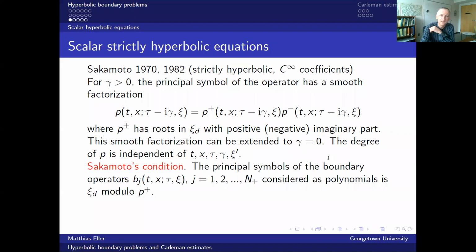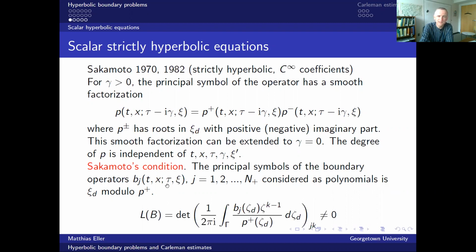Then Sakamoto's condition, essentially the analog of the Kreiss condition, is that the principal symbols of the boundary operators, considered as polynomials modulo P plus, have to be, so to speak, linearly independent. That's this in here. So they should be linearly independent. And then an analytic way of writing this is that the so-called Lopatinskii determinant should be non-zero, and that should be extended up to gamma equals 0. So this is a general theory that's actually pretty formidable.